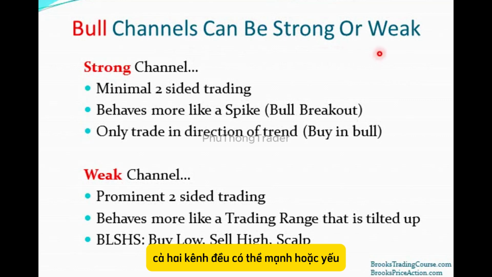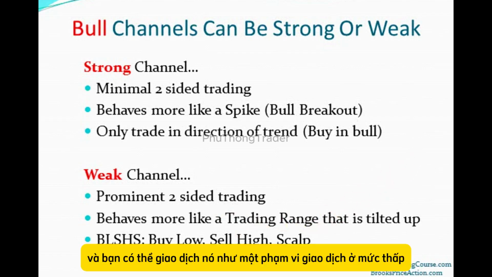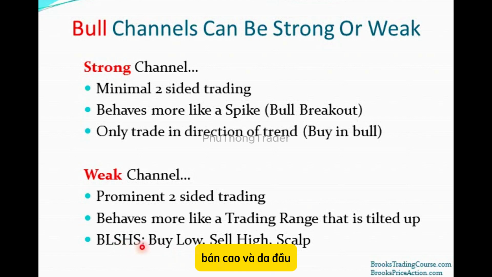Bull channels can be strong or weak. A strong channel has minimal two-sided trading and behaves more like a breakout, and you should only trade in the direction of the trend, buy. A weak channel has prominent two-sided trading, and it behaves more like a trading range that's tilted up, and you can trade it like a trading range. Buy low, sell high, and scalp.